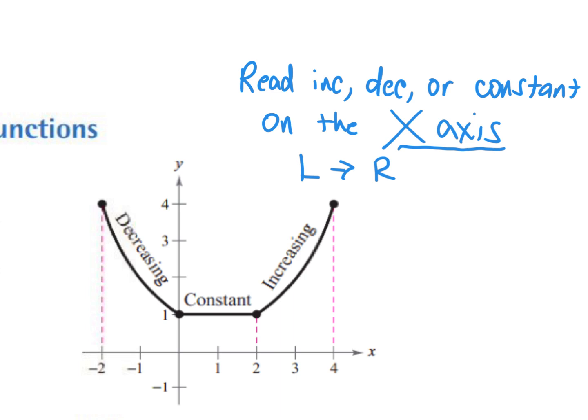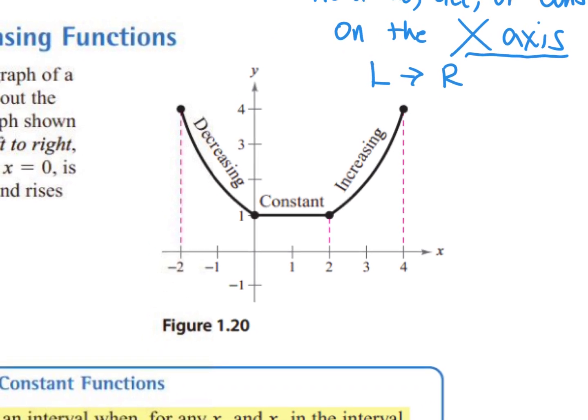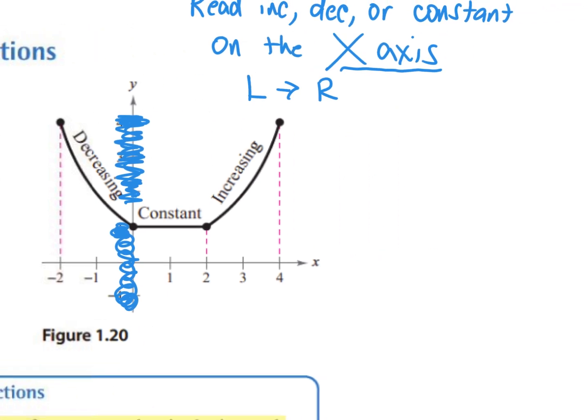We always read left to right, and we always read on the x-axis. So I always tell everybody, the first thing, when they ask for intervals of increase, decrease, and constant, I say, oh, I don't want to look at the y-axis. Cross it off. Sometimes if you do that, it reminds you those are not the numbers I'm looking at. If you cross them off, then they're not even there. So we're going to read our graph from left to right.